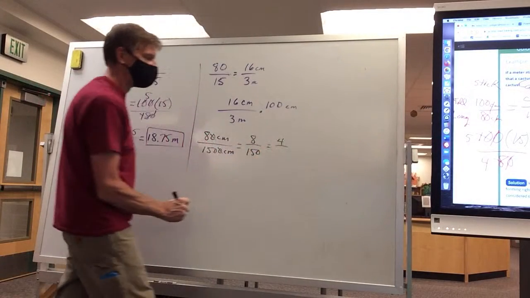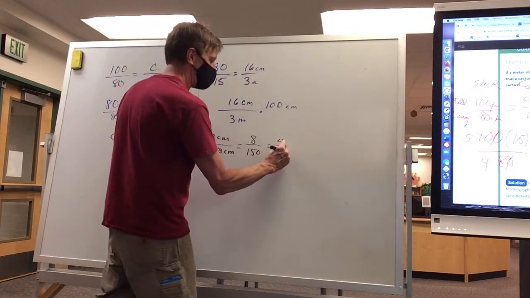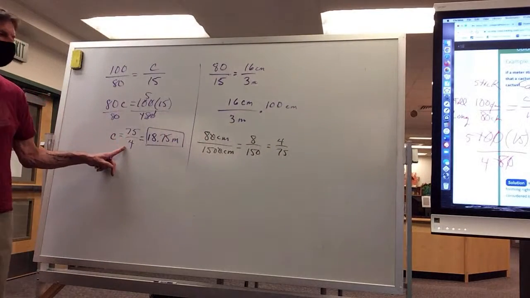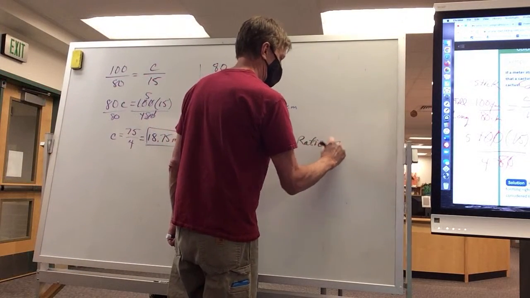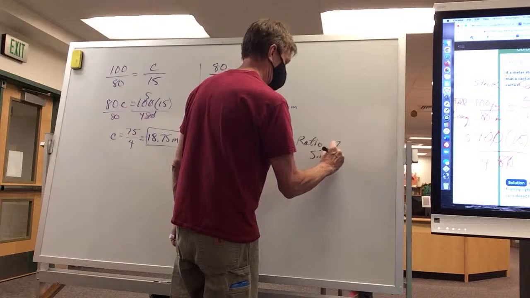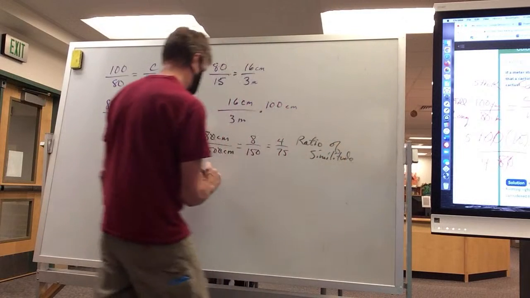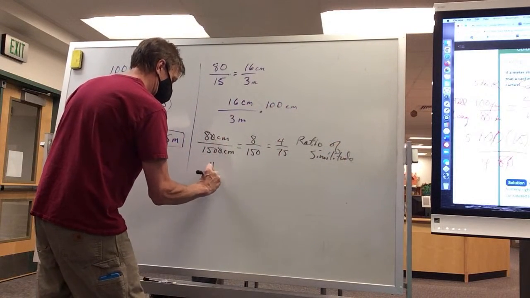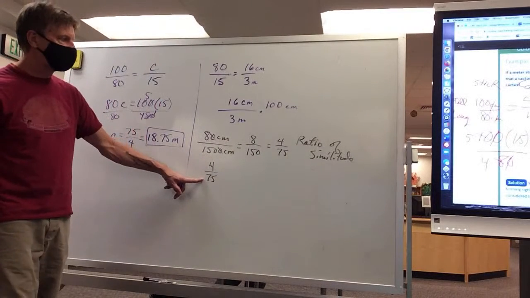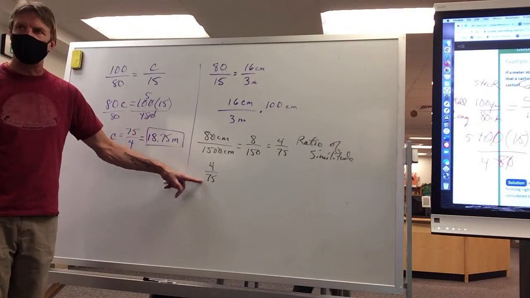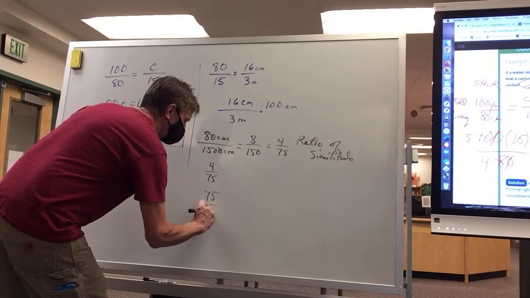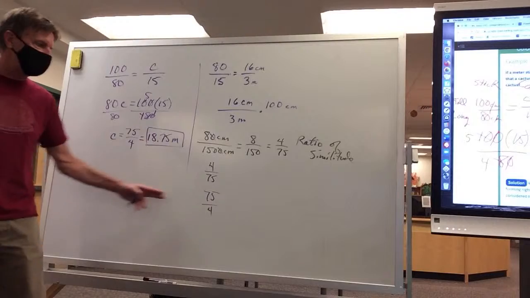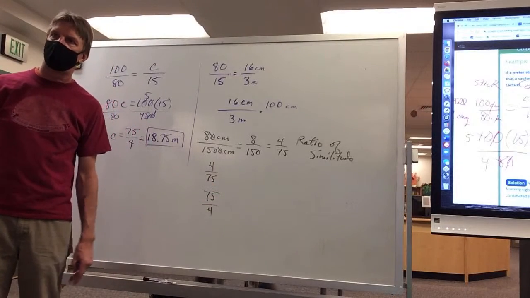4 over 25. 4 over 75. Good, look at this. That's going to be more helpful. So this is the ratio of similitude. If we multiply by this number, we make the size smaller. If we multiply by its reciprocal, we make the new number larger.